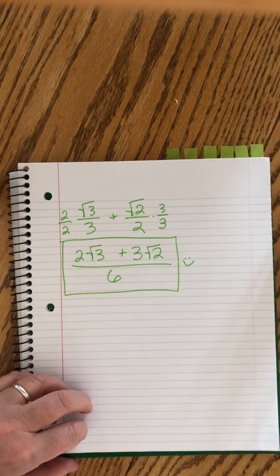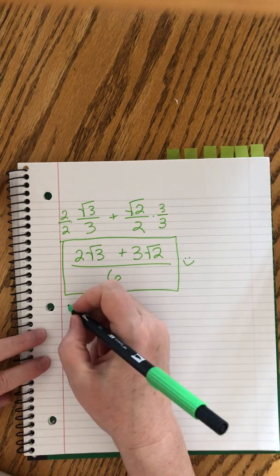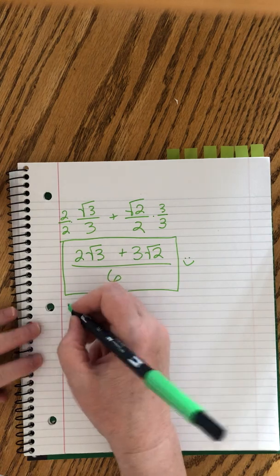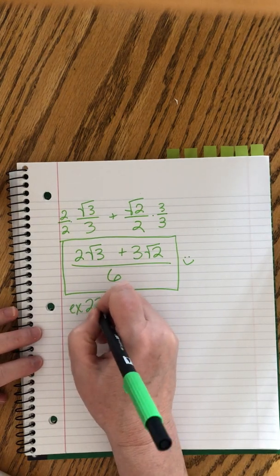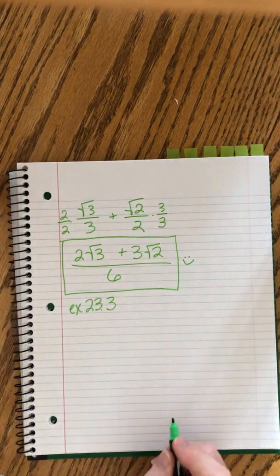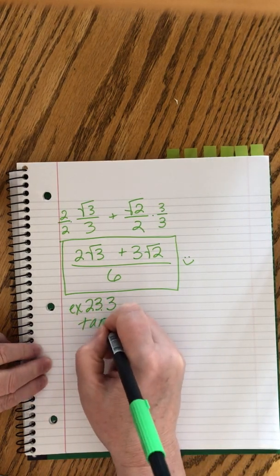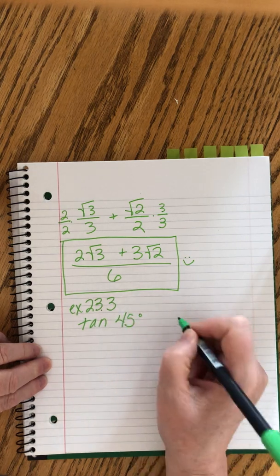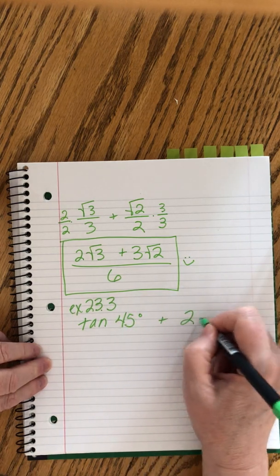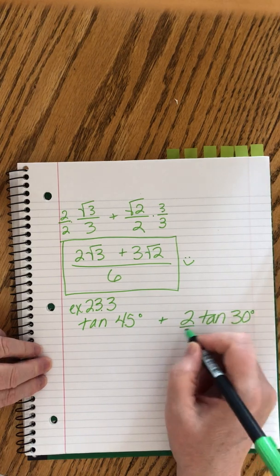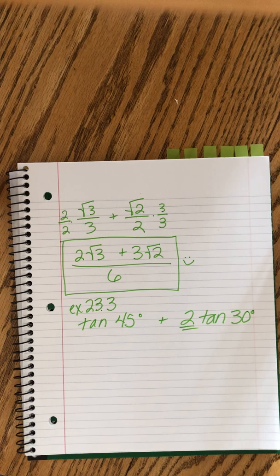Now we're going to make it just, we're just going to add one more little complicating factor. This time we're adding tangent of 45 degrees. Okay, that seems very doable. Plus 2 times the tangent of 30 degrees. What's this? What's that number in front of it? That looks weird. Yes, it does, but don't worry. I'll show you how to handle it.